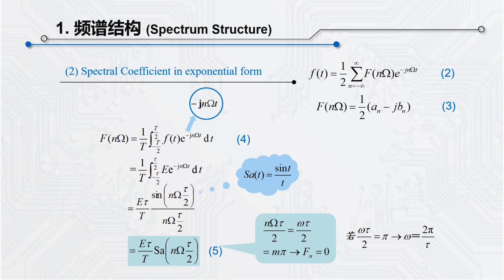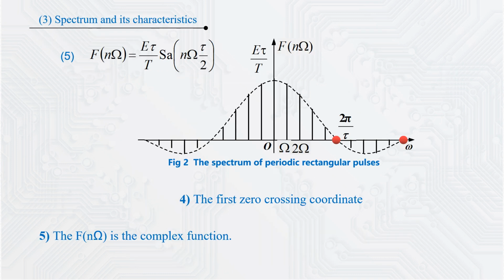What is the coordinate of its first zero crossing point? If n equals 1, apparently omega equals 2 pi over tau. Please remember this result. For periodic rectangular pulses, its first zero crossing point is where omega equals 2 pi over tau. Let's look at its spectrum. The spectrum of a periodic rectangular pulse is shown in figure 2.